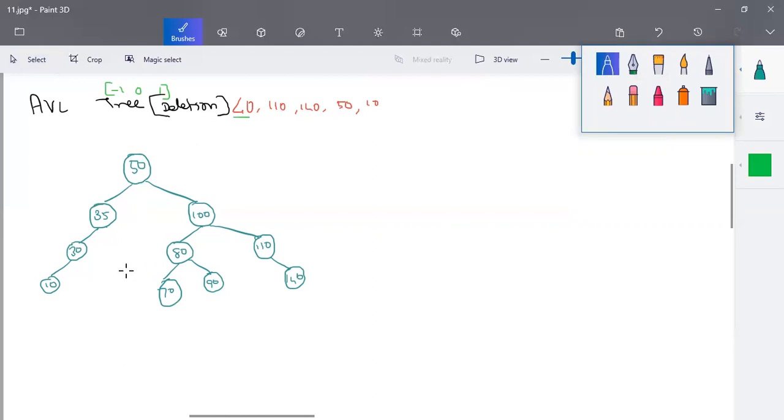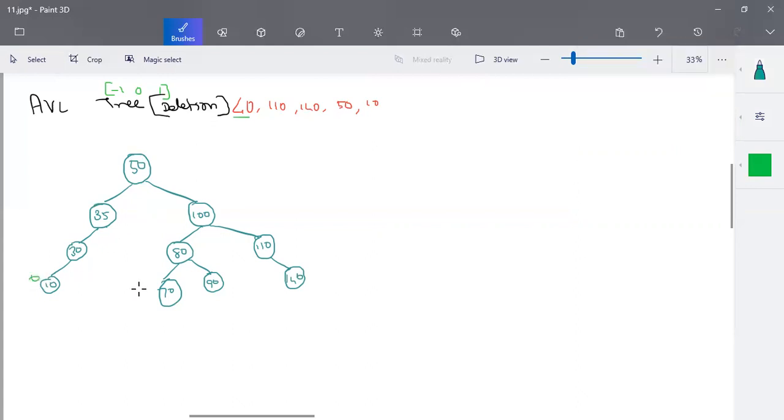After deletion, we have to find the balance factor for each and every node. For all the leaf nodes, the balance factor is 0. For this node, you have a left subtree of height 1 and no right subtree, so it is 1. For this node, the left subtree height is 2 and there is no right subtree, so the balance factor is 2. And for 80, it is 0.